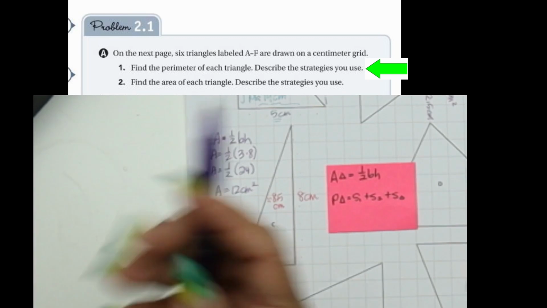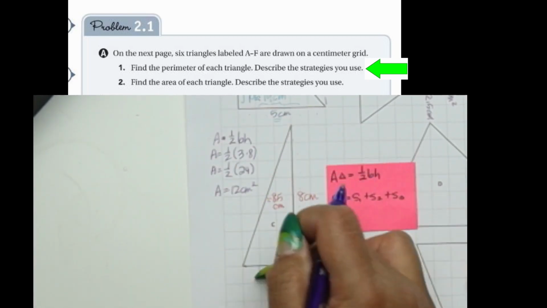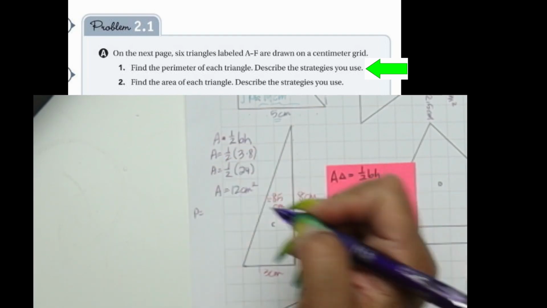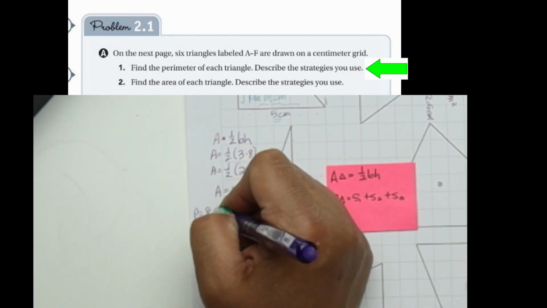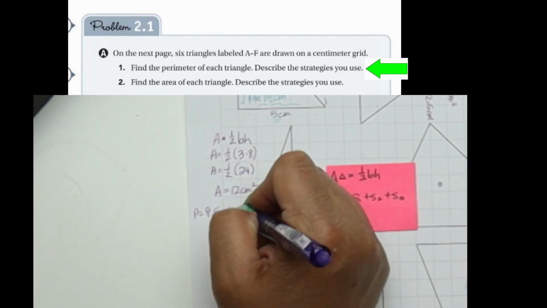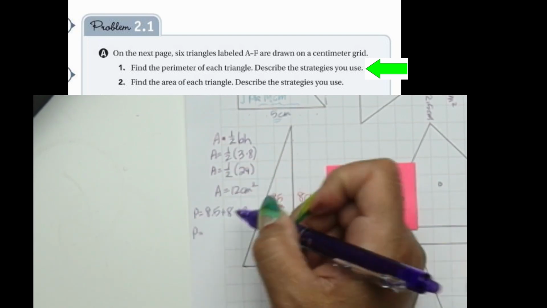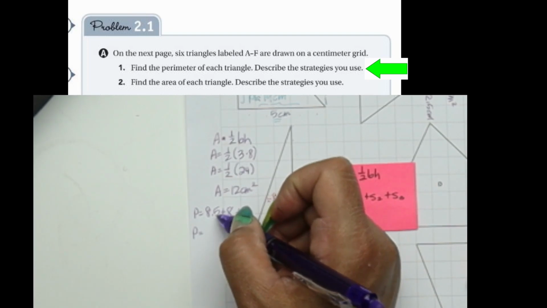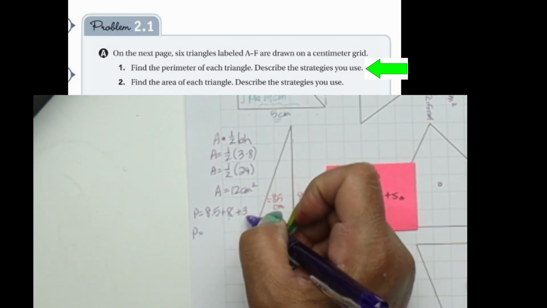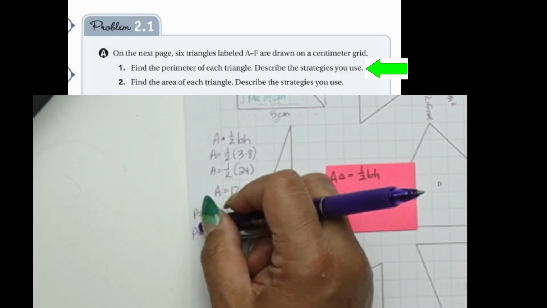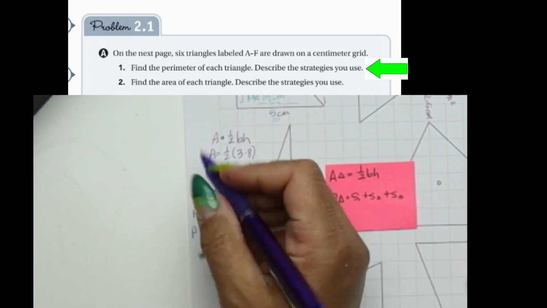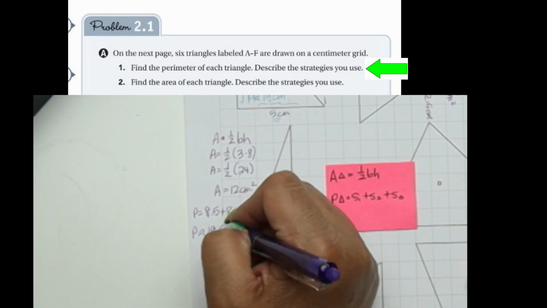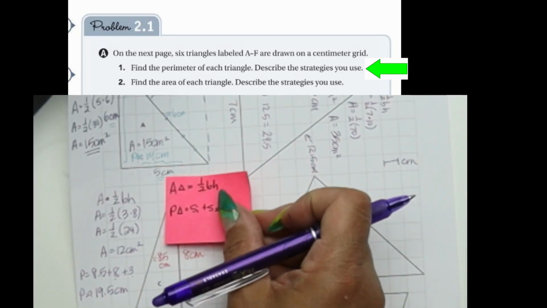So the perimeter is the sum of all sides. Perimeter equals 8.5 plus 8 plus 3. Let's see, 8.5 plus 8 is 16.5. 16.5 plus 3 is 19.5. And I'm going to put about, because I didn't measure it, I estimated: 19.5 centimeters.